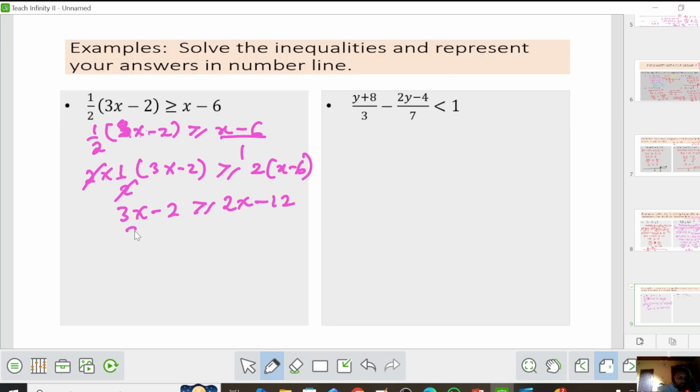So this is 3x, by collecting like terms, this will move to the other side as minus 2x, greater than or equal to minus 12. That's minus 12 will be left here. When this one crosses the equality sign it becomes plus 2.